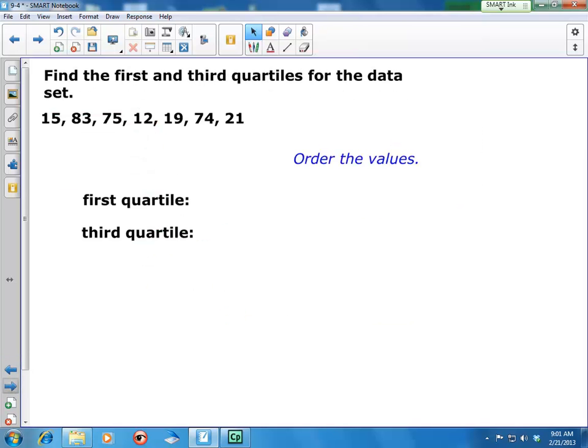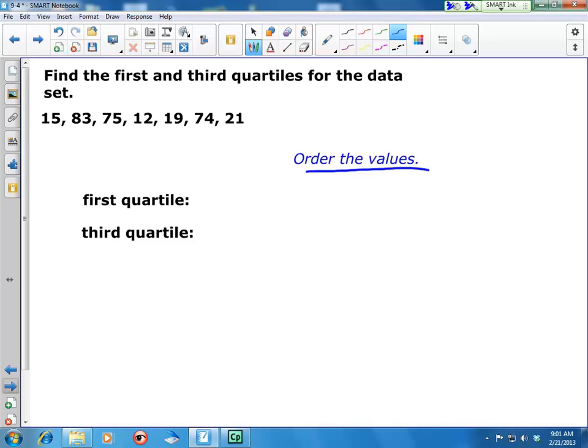I was hoping we were going to be able to make a box and whisker plot with those values, but I guess not. We're going to make our box and whisker plot here in just a moment, hopefully. Now, this one tells us to find our first and third quartiles. We have to understand how to do that before we can start making the graph. Now, the first thing we have to do, says right here, is what? That's right, we need to put them in order from least to greatest.